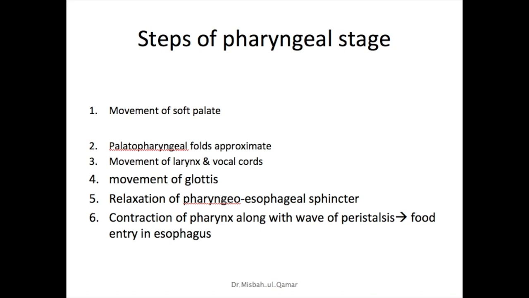The third step consists of certain movements, such as the vocal cords being strongly pulled together. The larynx is pulled upward and anteriorly by the neck muscles. These actions, combined with the presence of ligaments that prevent upward movement of the glottis, cause the epiglottis to swing backward over the opening of the larynx. So all these movements prevent the entry of food into the larynx.